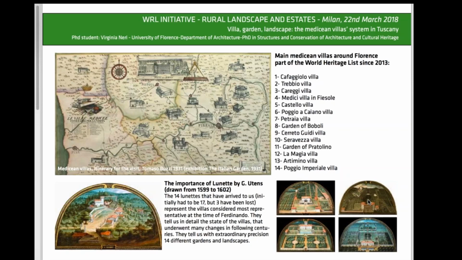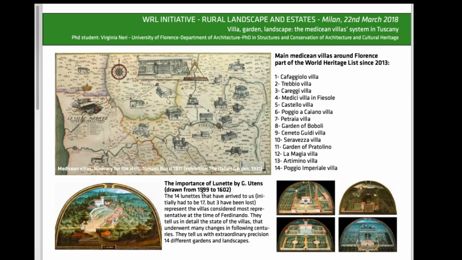All these villas are part of the World Heritage List since 2013, and they are 14, 12 villas and 2 gardens. But the number 14 comes again because we have a very important historical source made by Giusto Utens. We call them lunettes. They are 14 lunettes that represent every single Medici villa, and they were drawn in 1599.